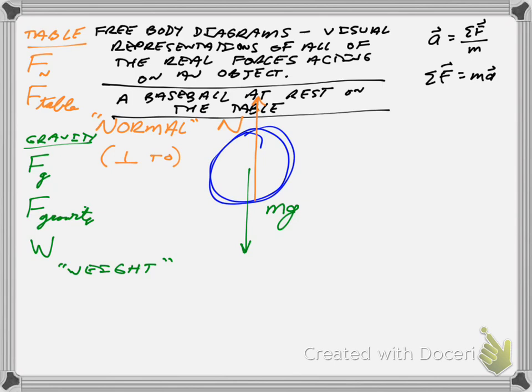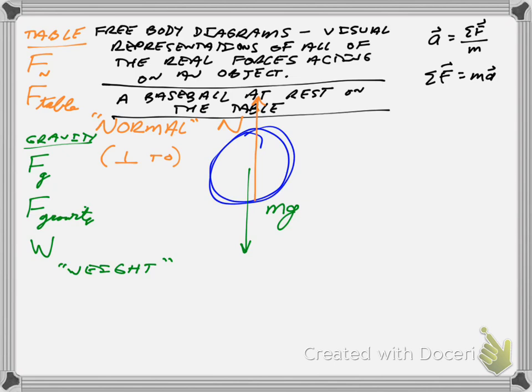And so the table is pushing up on the baseball, perpendicular to its surface. And so it's exerting what we would call a normal force. And a normal force is simply that. It's a pushing force where the push is acting perpendicular to the surface that's doing the pushing. And so, again, you could call it force of table. You could call it any number of labels that are appropriate. But I prefer the normal force because it specifies that this force is perpendicular to the surface of the table.